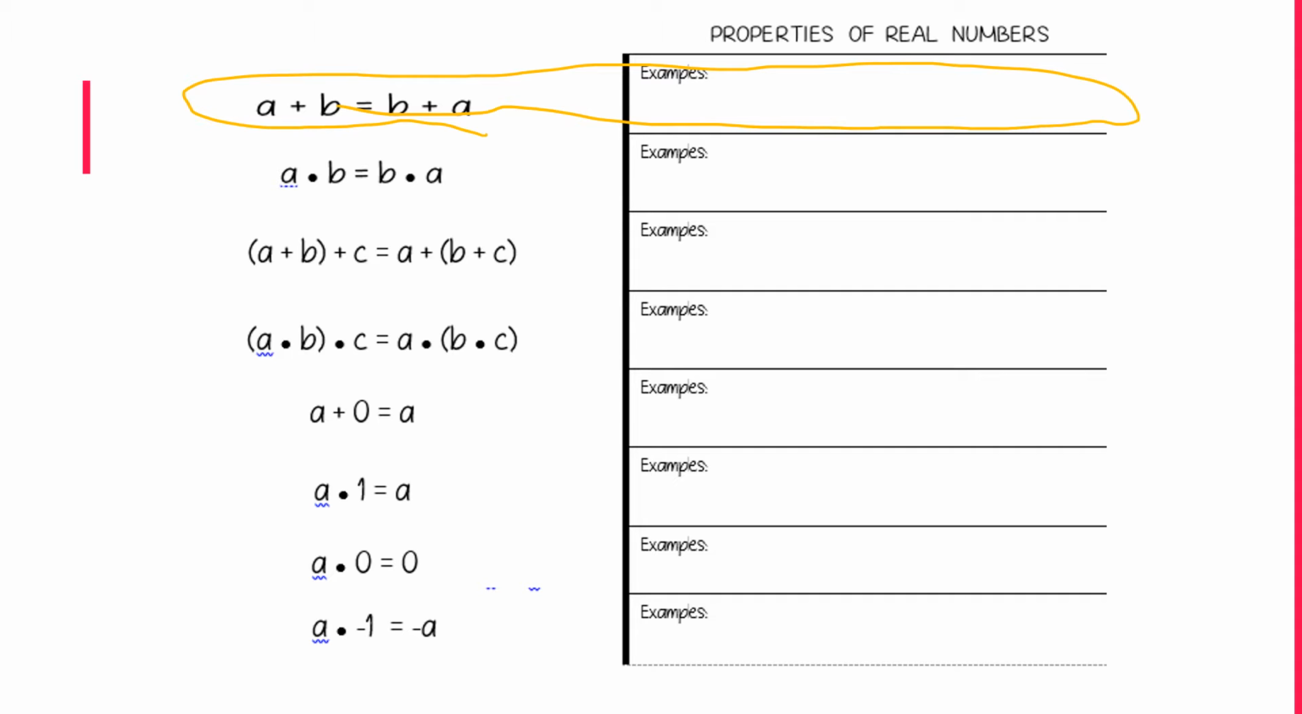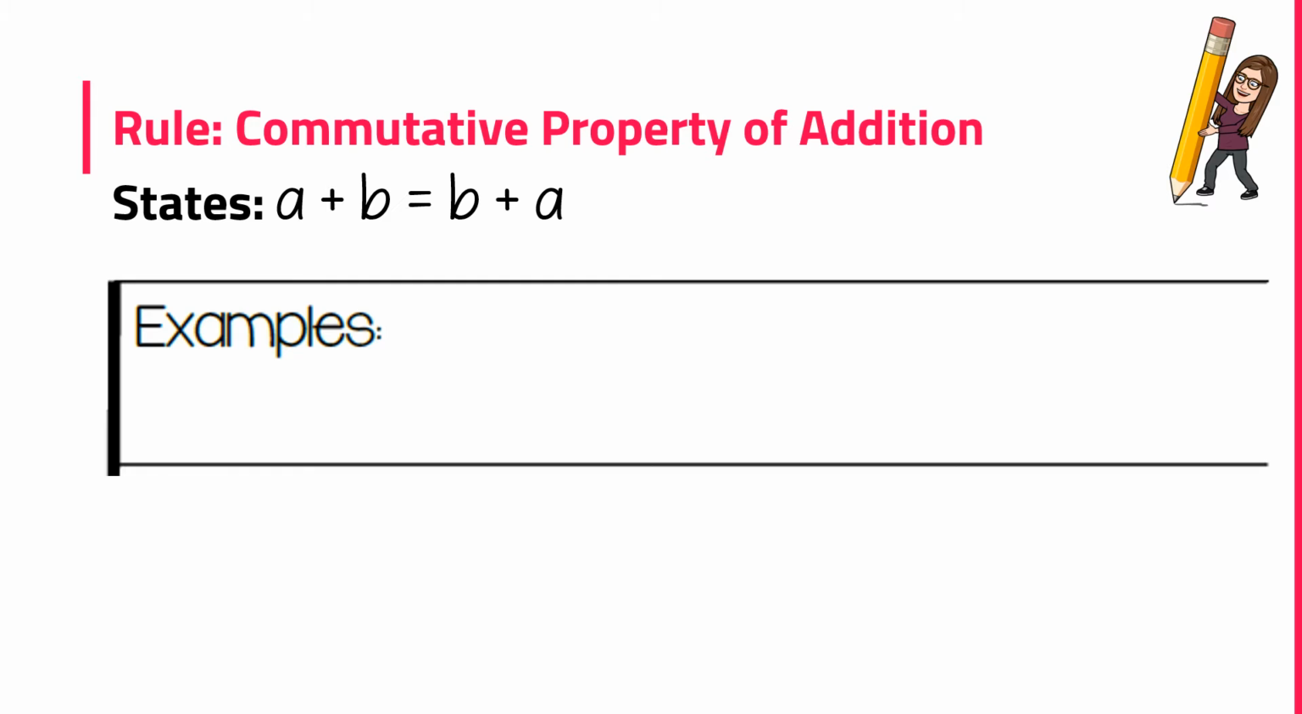Now I'm going to zoom in to make this process a little bit easier, but just know we're looking left to right. We're looking at individual rows. So let's look at the first row. The title says, if you look on the front of the foldable, the commutative property of addition.